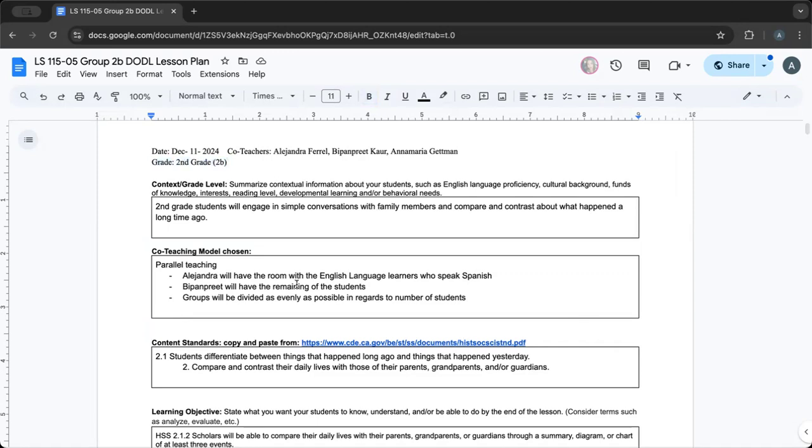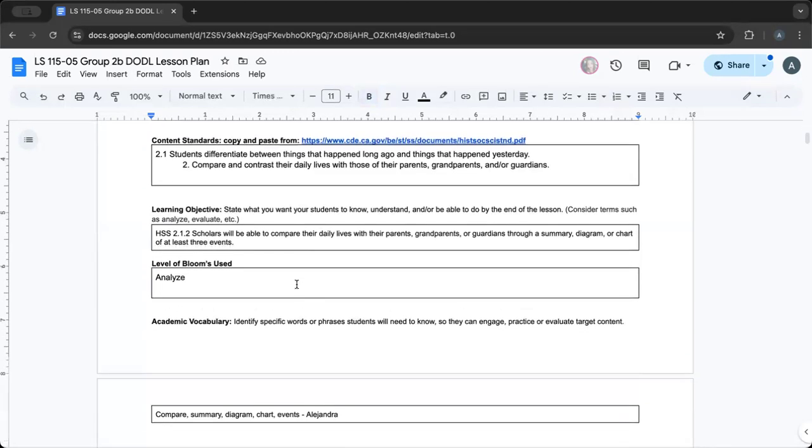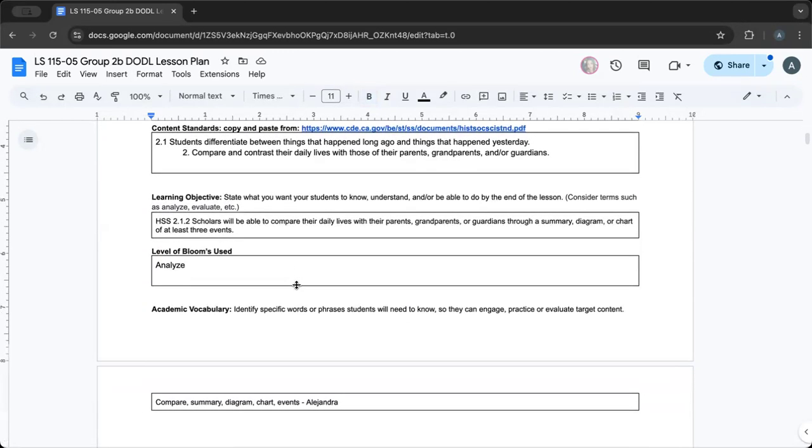Our grade level was second grade, and our content standard states HSS 2.1.2. Scholars will be able to compare their daily lives with their parents, grandparents, or guardians through a summary, diagram, or chart of at least three events. And our level of Bloom's was analyze.